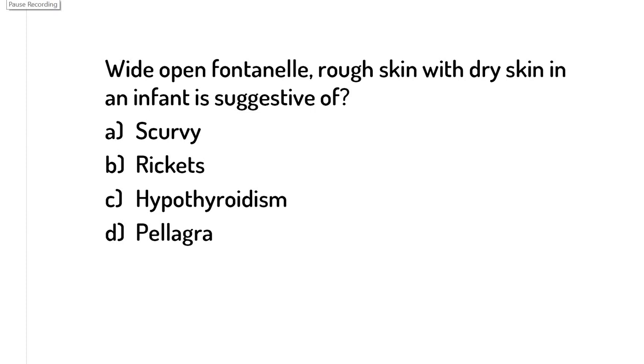The next question also is one of the recent exam questions. They have asked about wide open fontanelle with rough skin and dry skin in an infant being suggestive of which of the following? Remember, in scurvy, the classical manifestation is not this wide open fontanelle or rough skin. Instead, it is bleeding. Remember, scurvy, which is due to vitamin C deficiency, is characterized by bleeding manifestations. In fact, bleeding can also involve the bone, wherein the child does not move the limbs at all. So it appears like a paralysis, but not a true paralysis. So what is the term we use? We term it pseudo paralysis.